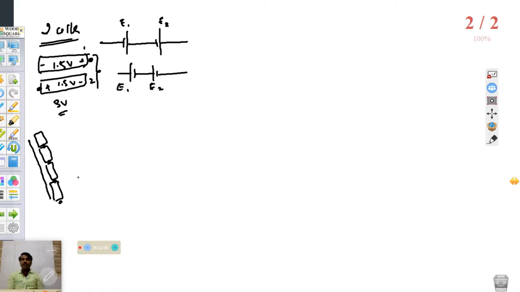How is this combination? Look at this: positive of the first battery and negative of the second battery, then positive of the second battery again to negative of the next, and so on. So here it is positive negative, positive negative, positive negative, which means all those are in series combination. So cells can also be connected in series.